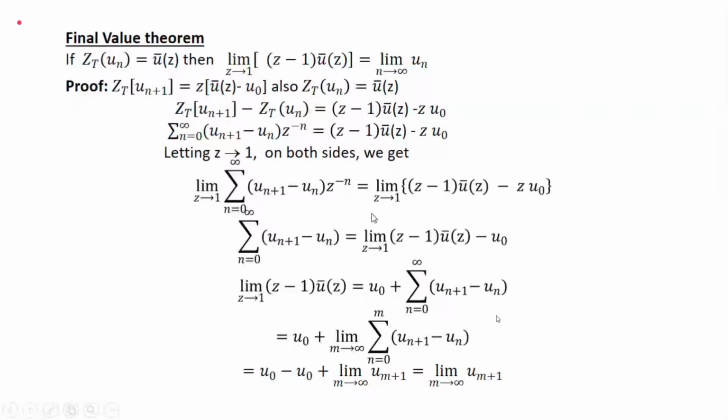Now this sum, I am writing it from 0 to m, with m tending to infinity, of u(n plus 1) minus u n. So if I write term by term, it will be u1 minus u naught plus u2 minus u1 plus u3 minus u2. All terms get pairwise cancelled except the first term when n is 0, so minus u naught will remain, and the last term when n is m, which is u(m plus 1). So when you take the limit, this is what you get.